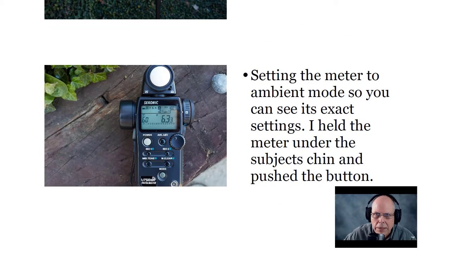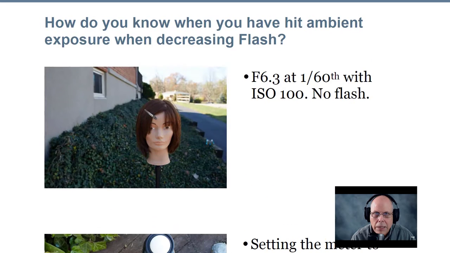This meter, I set it to ambient mode only, and you can see the exact settings here. I held the meter under the subject's chin and pushed the button, and I got f6.3 and 3/10 at a 60th at ISO 100. So that's what I would set my lens and camera at and take a picture. That was this picture up here.